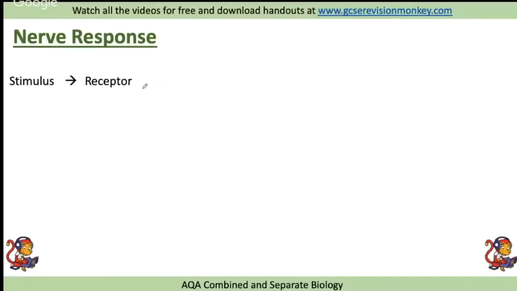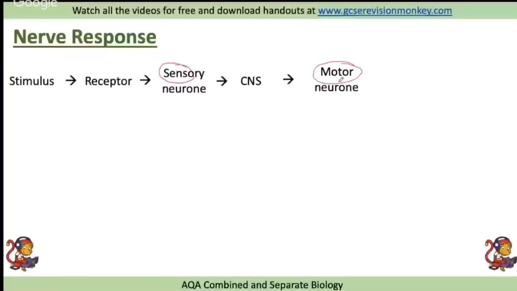And these are sent along the first neuron, which is the sensory neuron. So think to yourself, if you're sensing something, you're using the sensory neuron first. This goes to your central nervous system that coordinates the response. And then it goes to your motor neuron that is going to do something at the end of the pathway. And that motor neuron sends a signal to an effector, and we'll talk about what those can be in a minute, and that brings about some kind of response. So that's the general pathway that you need to remember.